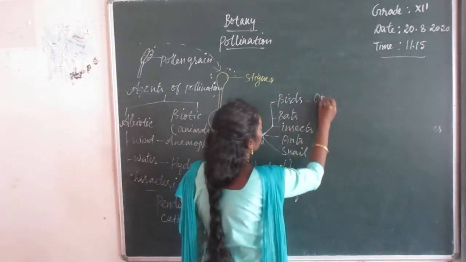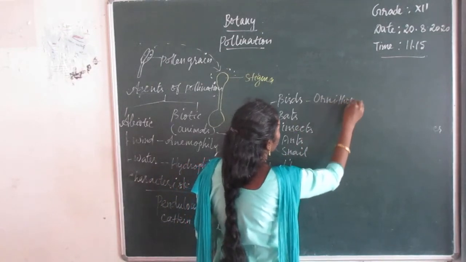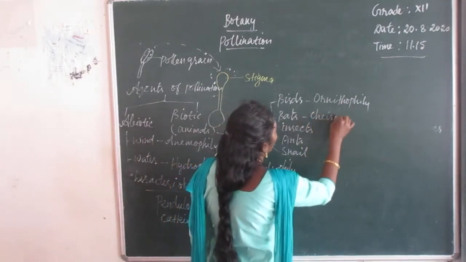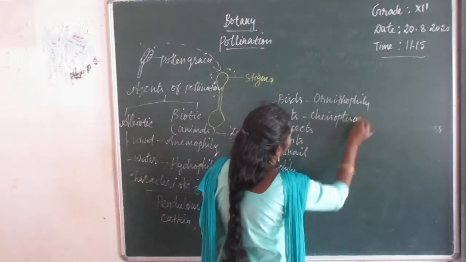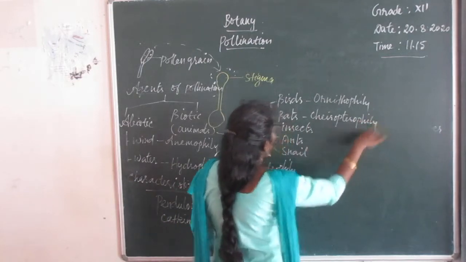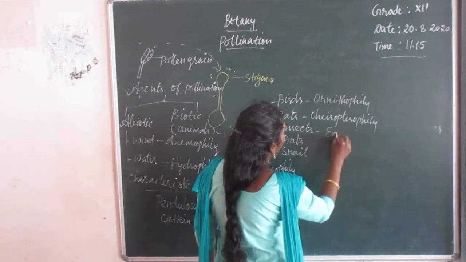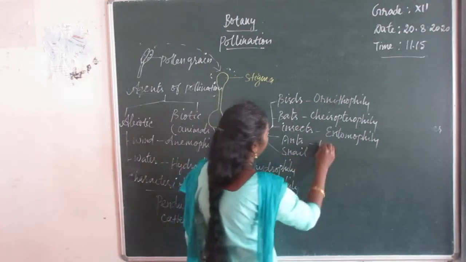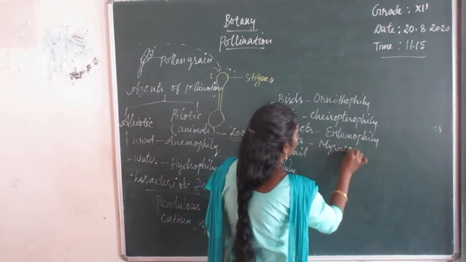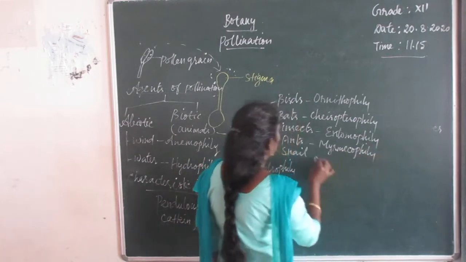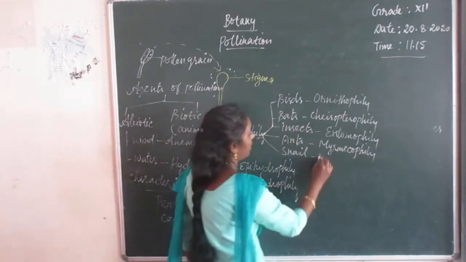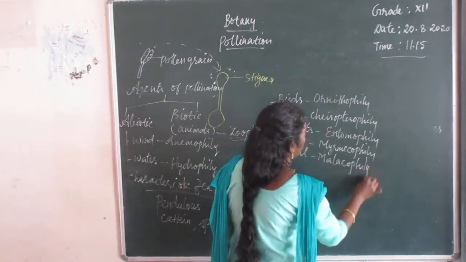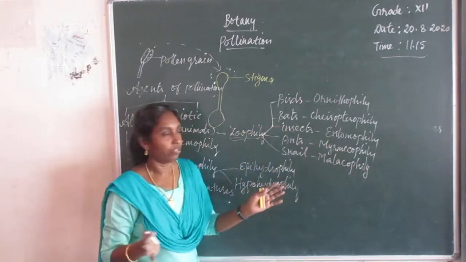Bird pollinated flowers are called ornithophilous, ornithophily. Bats, chiropterophily. Insects, entomophily. Ants, myrmecophily. Snails, malacophily. First, we learn all these names without confusion.